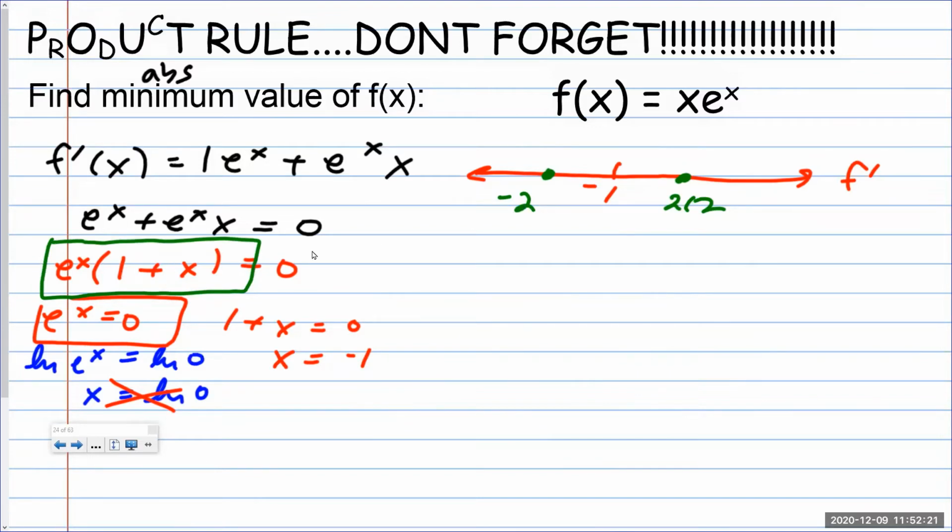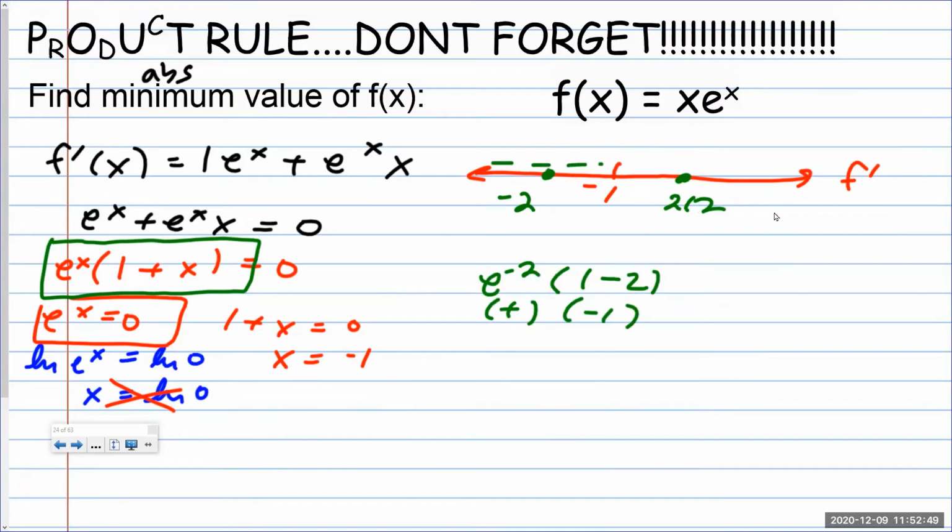So let me plug in -2. That would be e to the -2 times 1 plus -2, which is -2. Okay, I just need to know positive or negative. 1 minus 2, do you agree, is -1? So that's negative. Okay, e to the -2. Here's a trick question. Is this a positive number or a negative number? It's positive. It looks negative, okay, but it's actually positive, okay? So this is going to be negative on this side.